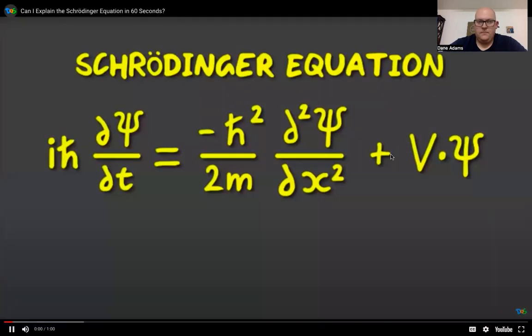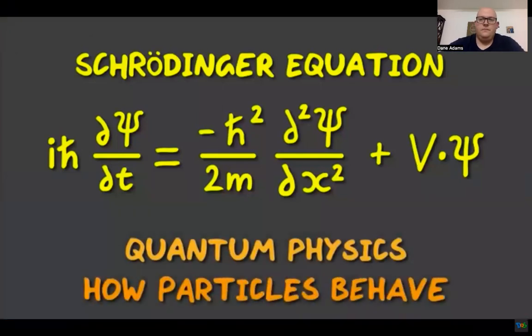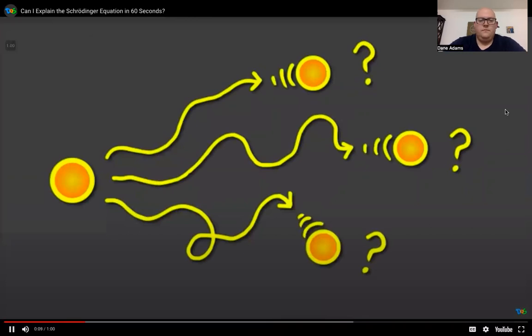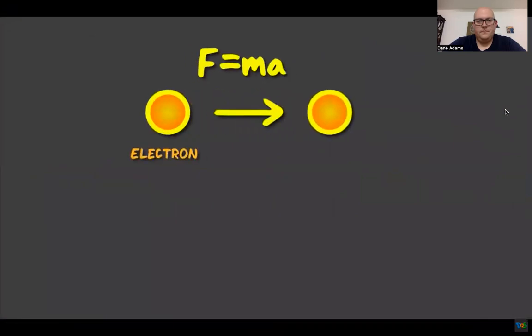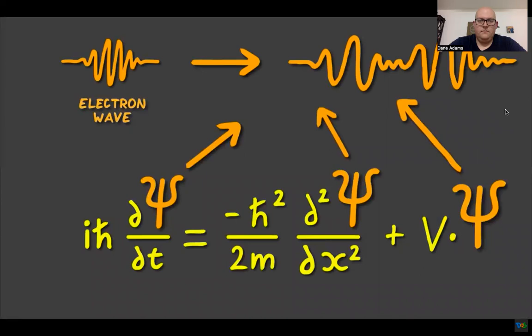The Schrödinger equation is the key equation in quantum physics that explains how particles in quantum physics behave. You want to know where your electron's going to go? That's the Schrödinger equation you'll need. So why does it look so complicated? Well, it's because in quantum physics, when you're describing what a thing like an electron will do, it doesn't follow the rules of particles, it follows the rules of waves. And that's what these psi's are, they're wave functions.